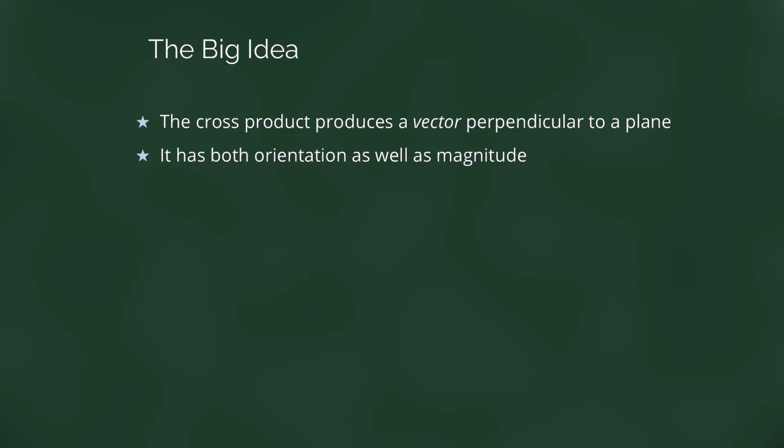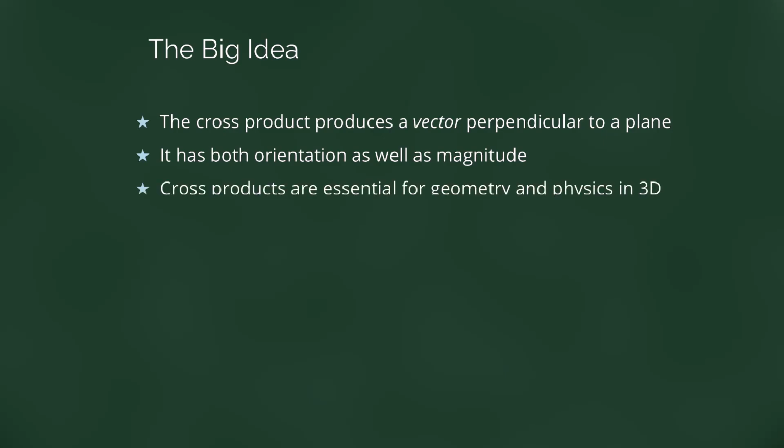Because it's a vector, the cross product has both orientation and magnitude. We'll see that cross products are essential for geometry and physics in 3D. And in particular, we're going to examine the way that cross products can be used to calculate something called torque.